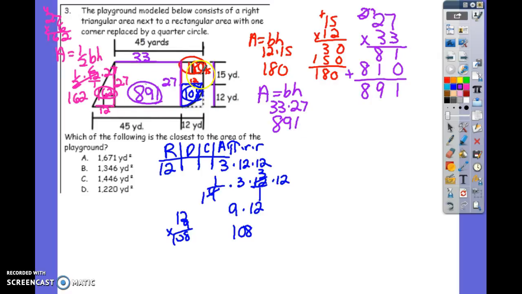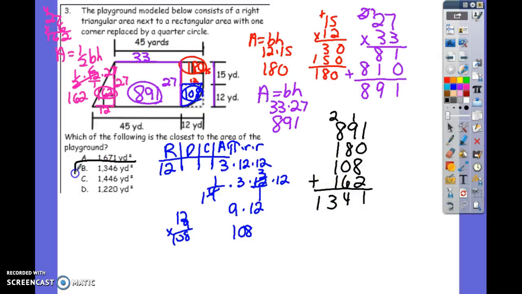So now I have the area of all 4 of the different sections of the composite figure, and I'm going to add them together. 891, 180, 108, and 162. So that's going to give me 10, 11, carry the 1. 9 plus 1 is 10, plus 8 is 18, plus 6 is 24. 8 plus 2 is 10, 11, 12, 13. So it's going to be 1,341. So the closest answer is B, 1,346 yards squared. Let's go on to number 4.